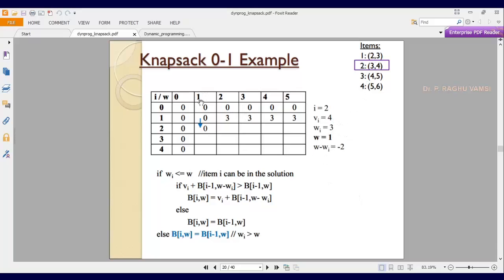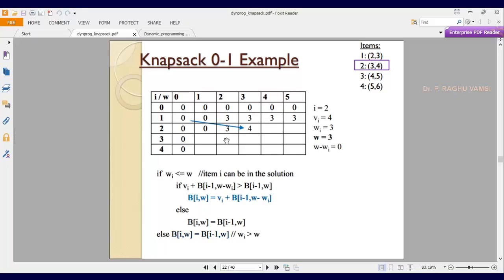First we are going to check with the first weight. So weight 1. W minus Wi is equal to minus 2. So it cannot be fitted. Here Wi is 3, which is not less than or equal to W, so this cannot be fitted because it is greater than the weight we are going to consider. So whatever the value is there, we straight away place here. And when we move to weight 2, obviously 2 is less than the weight 3. So this condition fails and we go to the else block. Here whatever the previous stage value is, the same value will be placed here.